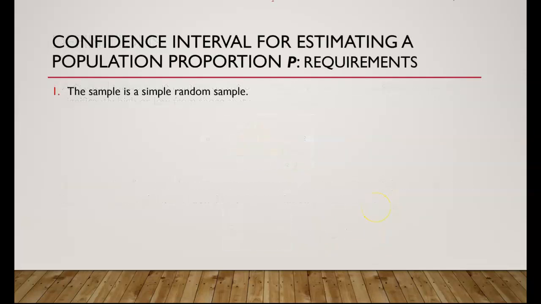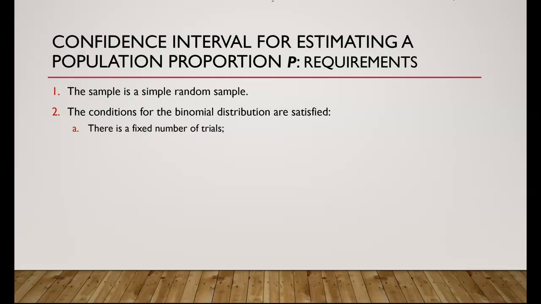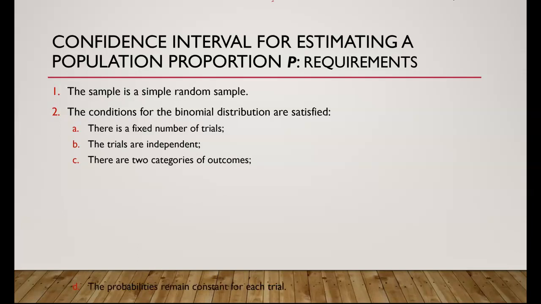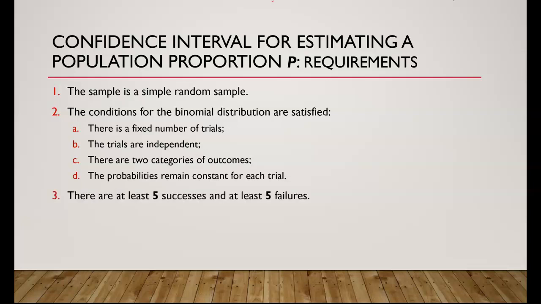The requirements to build the confidence interval for estimating the population proportion p: the sample needs to be a simple random sample. The conditions for binomial distributions must be satisfied. There is a fixed number of trials. The trials are independent. There are two categories of outcomes, usually referred to as successes and failures, and the probabilities remain constant for each trial. And there are at least 5 successes and at least 5 failures.